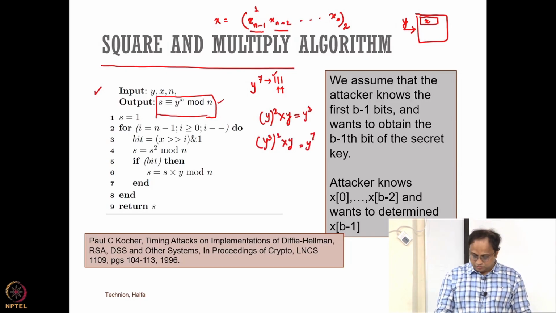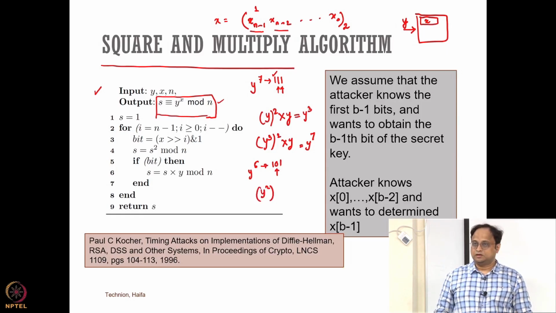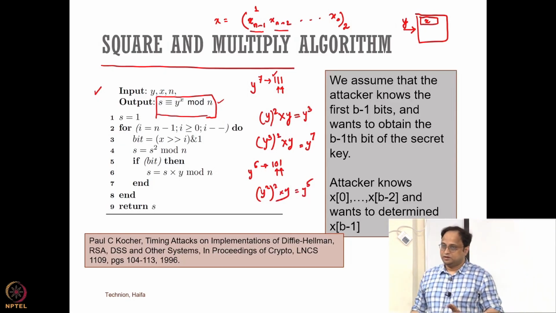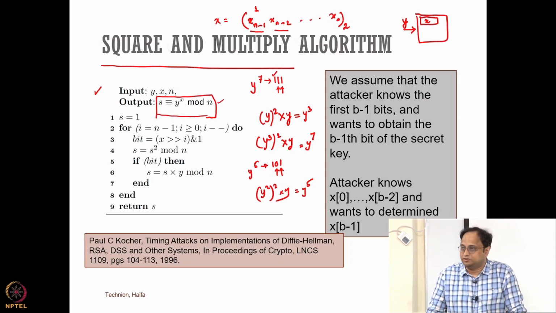If this was y power of 5, then I would have written this 5 as 1, 0 and 1. So therefore, since this bit is 0, I will do a y square, but I will not do the multiplication. But then I will see the next bit, and this is a 1. So now I will square and I will multiply with y. So I get y power of 5. Right? Very simple. So this is a standard way of implementing a square and multiply algorithm.